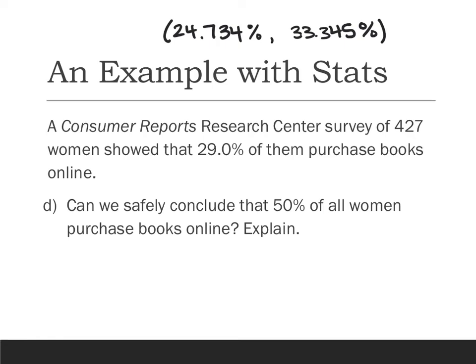Well, we've just said that we're 95% sure that the true percentage is somewhere between these 2 numbers that we found. These 2 numbers are 24.7% and 33.3%, if I round those down like I did in my interpretation. So if we're 95% sure that the highest we can go is 33.3%, that's our max that we're allowing for, then no. 50% is far outside of our interval. 50% is not within our interval.